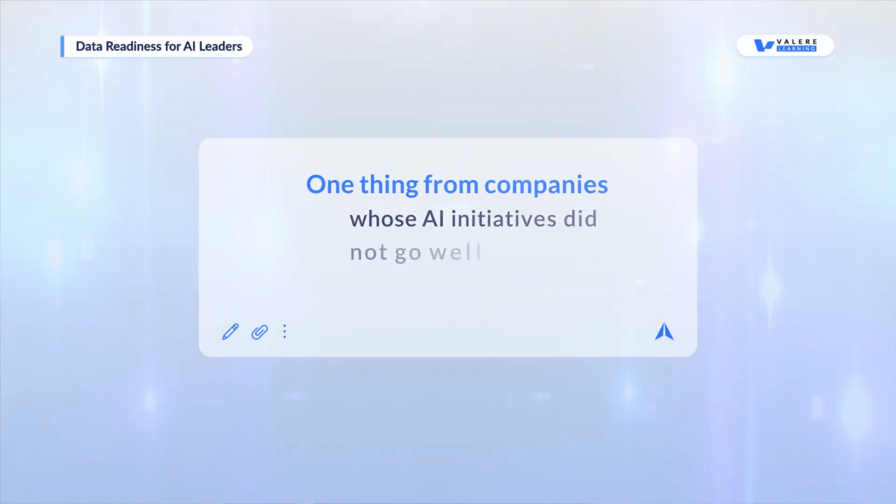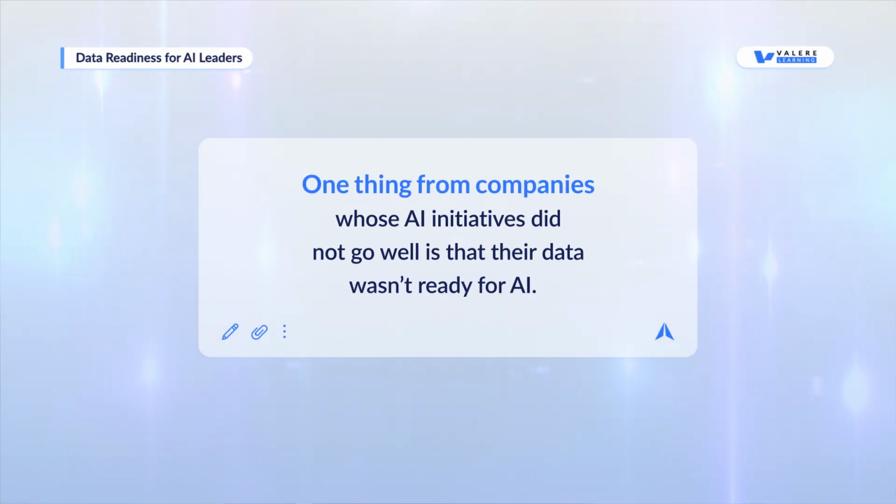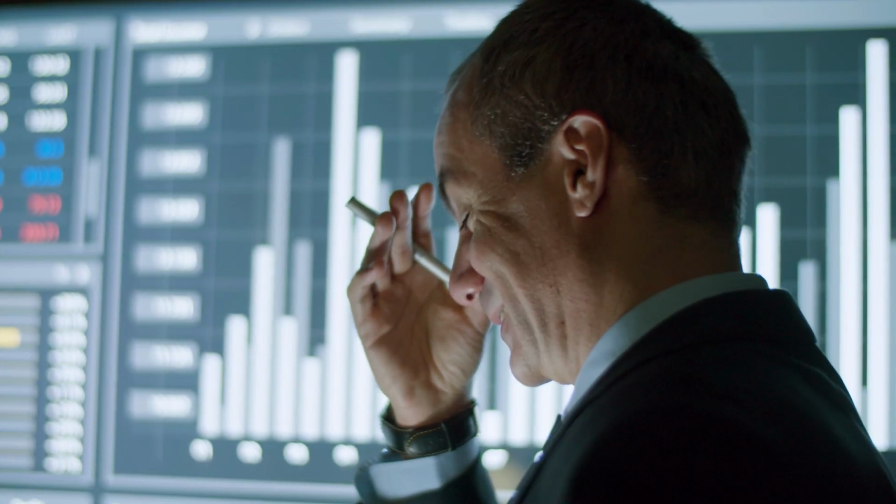At the beginning of this course, we looked at why enterprise AI projects fail. And if you remember, one of the things that we can learn from the companies whose AI initiatives did not go well is that their data was not ready for AI. We've got to be honest about the state of our data. Even if you can access it, it's likely messy.